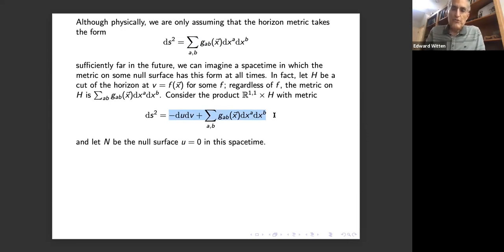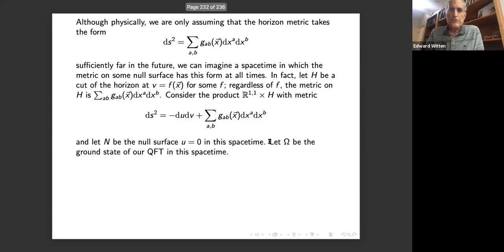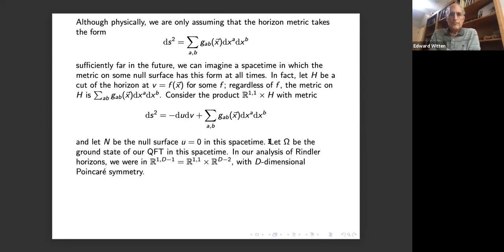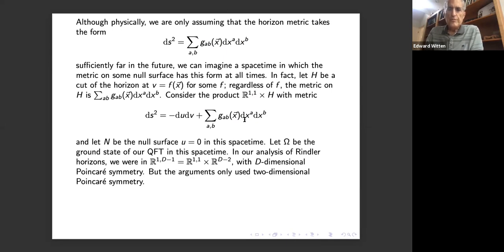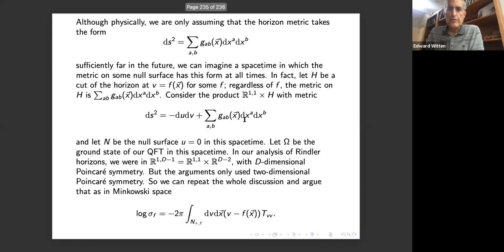And as we discussed yesterday, quantum field theory in that space-time makes sense because it's time independent. So there's a vacuum state, and let omega be the ground state of our quantum field theory in this space-time. So in our analysis of Rindler space, we were in R^(1,1) times R^(D-2). Now we're in R^(1,1) times something else. But the arguments only use two-dimensional Poincaré symmetry. So we can repeat the whole discussion. And if sigma is the density matrix of the vacuum in this space-time, it'll have the property we wanted.